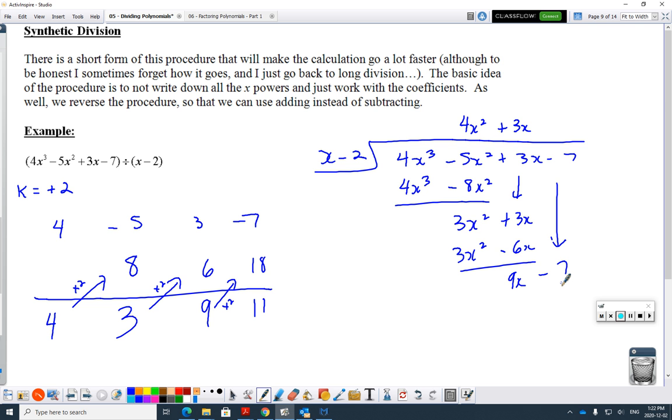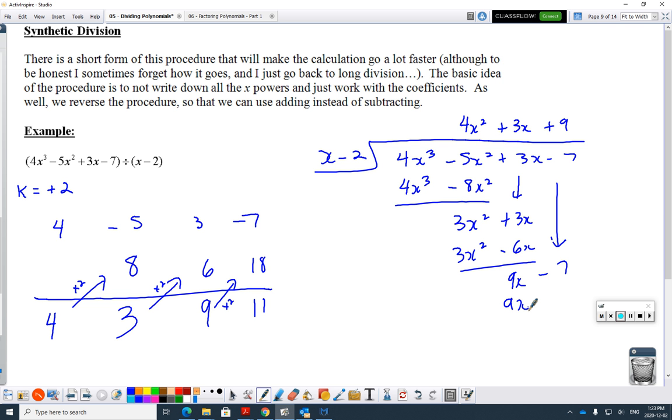You don't have to bring stuff down. You don't have to do any of that stuff. It's taking care of it all for me. And then I go, okay, what number do I need here? I need a 9. 9 times x is 9x. What a waste of time that is to write 9 times x. Because I knew that was going to cancel anyways. What I really care about is the 9 times the 2.